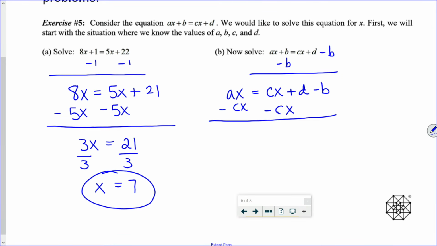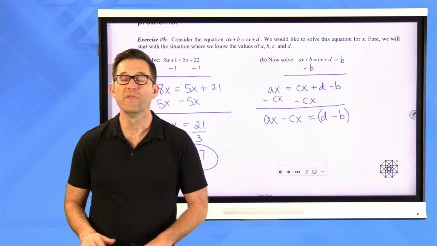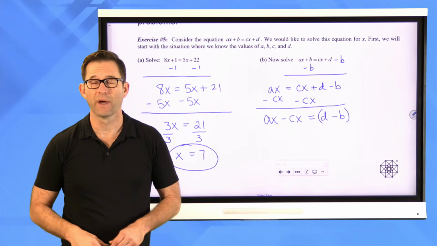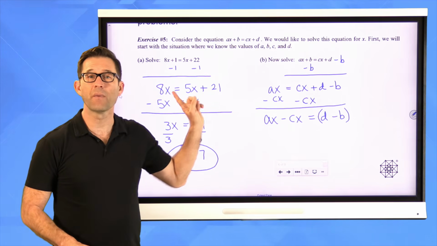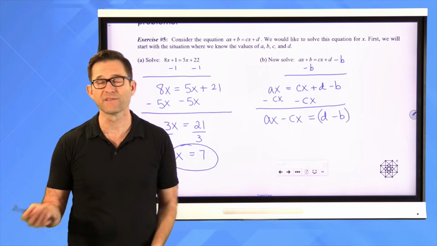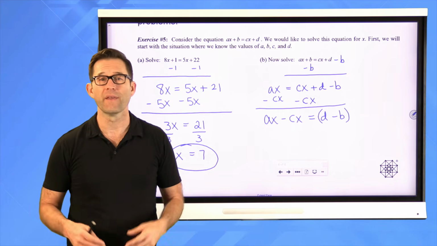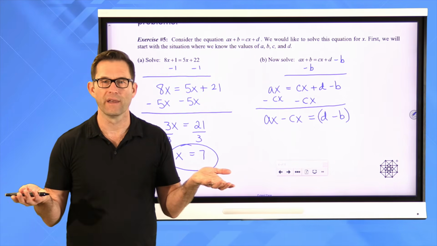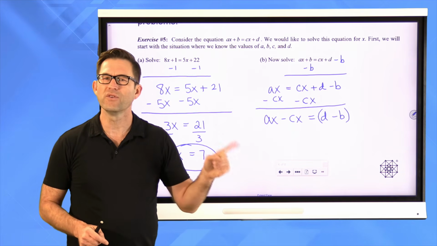All right, now here's a moment where I'm going to definitely pause and we're going to talk about this. I'm going to throw some parentheses around that d minus b right now. This is the hardest part for students, right? Over here we had 8x minus 5x and we were able to just say, hey, that's 3x, because I'm just doing 8 minus 5, I'm getting 3, and then the x kind of comes along for the ride, if you will. So what do I do here, right?